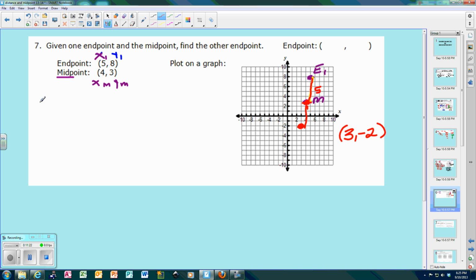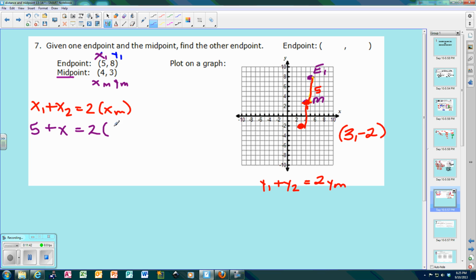So using that same formula a while ago, so x1 plus x2 equals 2xm. And then we'll do it with the y's. y1 plus y2 equals 2ym. Okay, so x1 is 5. We're looking for x. 2 times 4, because we want to plug in the xm. So we get 5 plus x equals 8. Subtract 5 from both sides, and we get that x is 3. Check, that's what we got graphically.